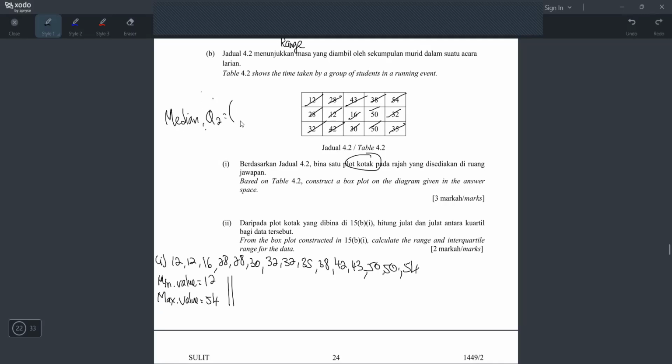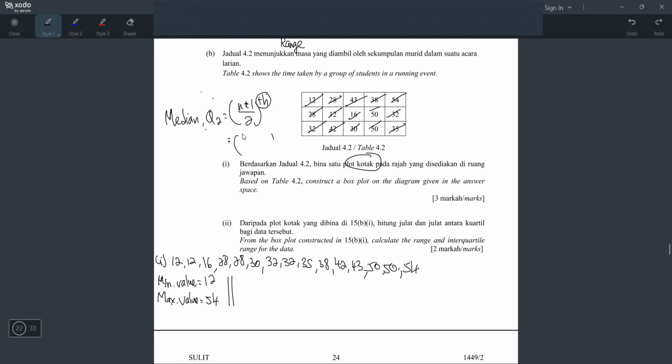Median means Q2. The formula is (n plus 1) divided by 2. But I will write TH here. Why do I write TH? TH means this is the kedudukan, the location, the position. So let's count how many numbers. 15 numbers, right? Because we already counted here. 1, 2, 3, 4, 5, 6, 7, 8, 9, 10, 11, 12, 13, 14, 15.